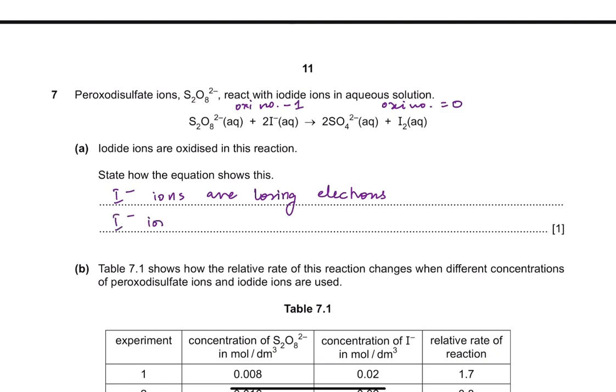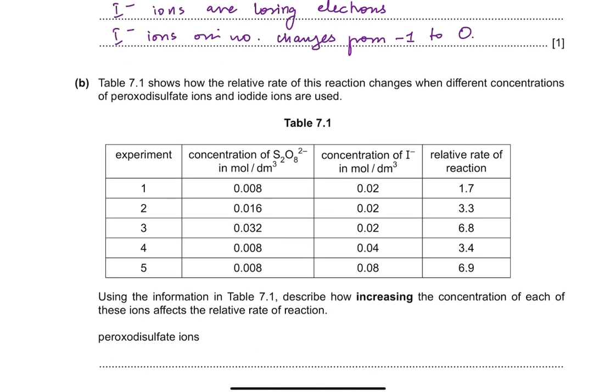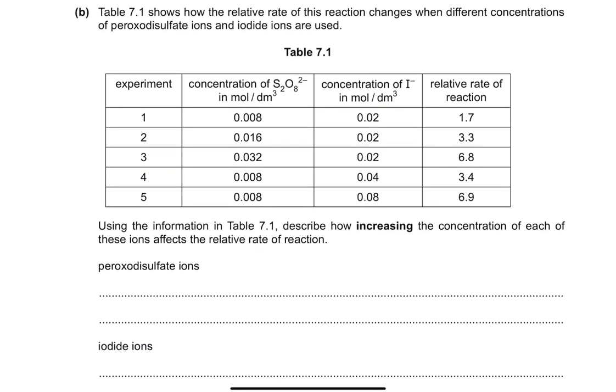And we can elaborate this statement by saying that iodide ions' oxidation number changes from -1 to 0. Their oxidation number was -1 when they were iodide ions. Now it's 0. Table 7.1 shows the relative rate of this reaction changes when different concentrations of peroxodisulfate ions and iodide ions are used. Using the information in table 7.1, describe how increasing the concentration of each ion affects the relative rate of reaction.